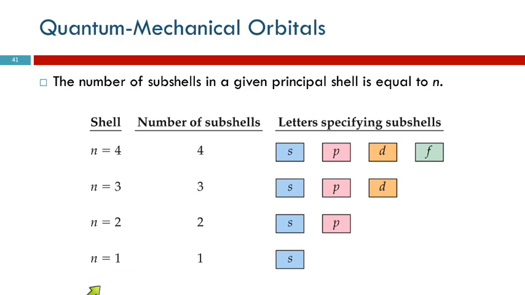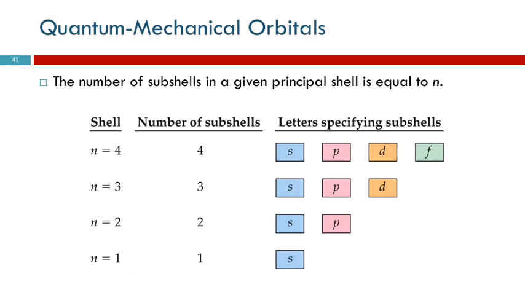So the number of sublevels is equal to the number of the shell. So the first shell has 1 sublevel, the second has 2, the third has 3, the fourth has 4. So they all have an S subshell, and the next ones would be P and D and F. And this is all just not going to make a whole lot of sense to you.